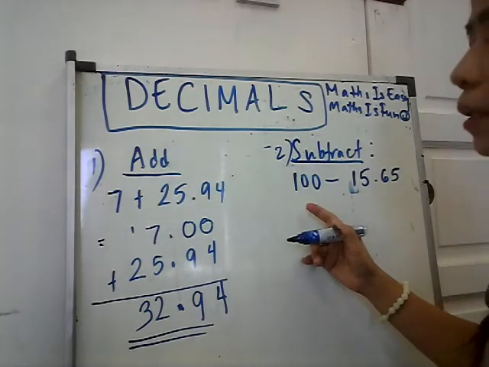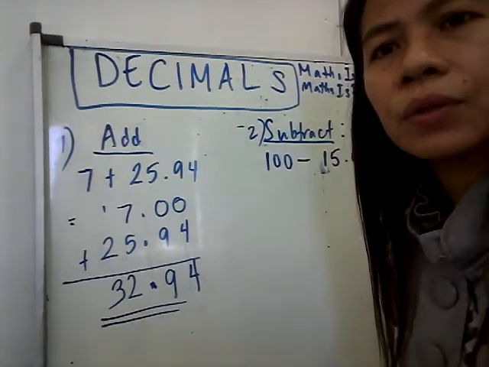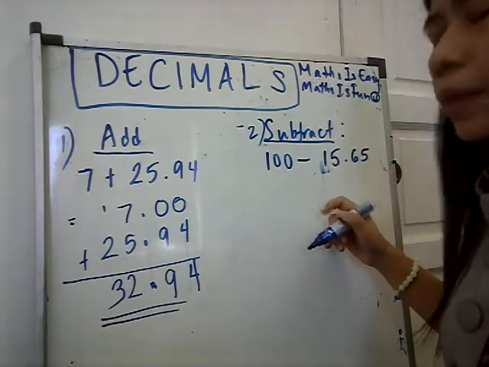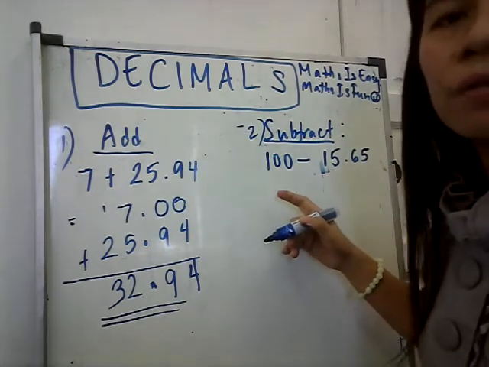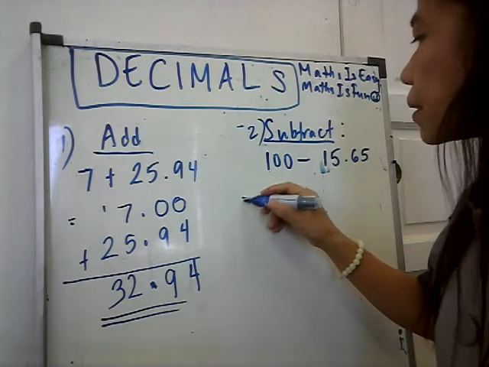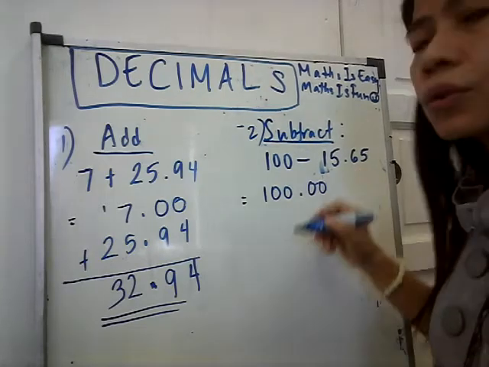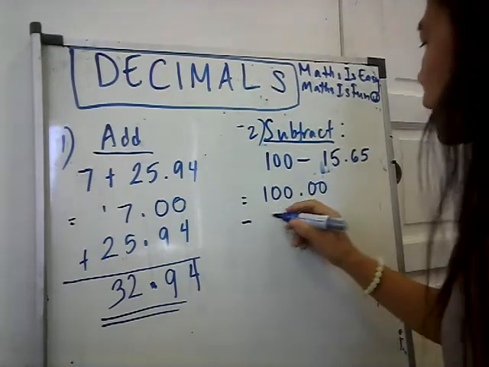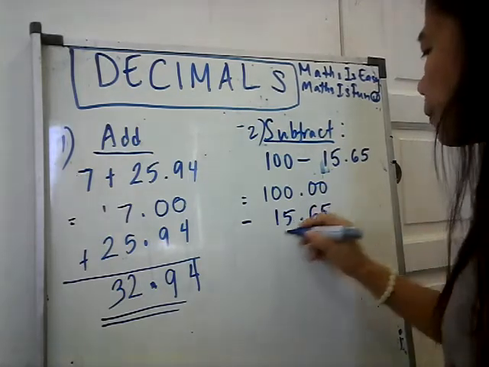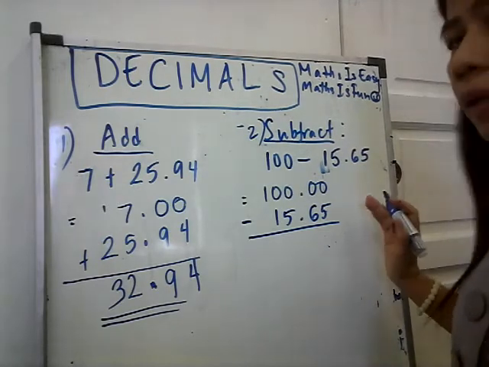How about the subtraction of decimals? We have 100 minus 15.65. Again, we have decimals for the second number, 15.65. So for the 100, we convert it to have 2 decimal places. So we have 100.00, which has 2 decimals, then minus 15.65. Now we are ready to subtract.